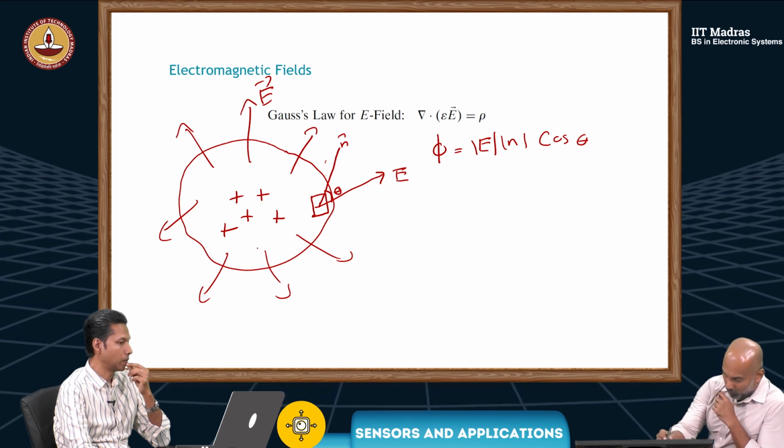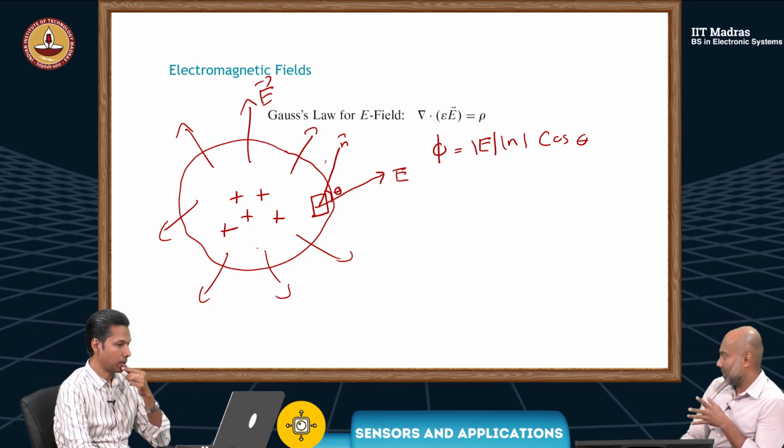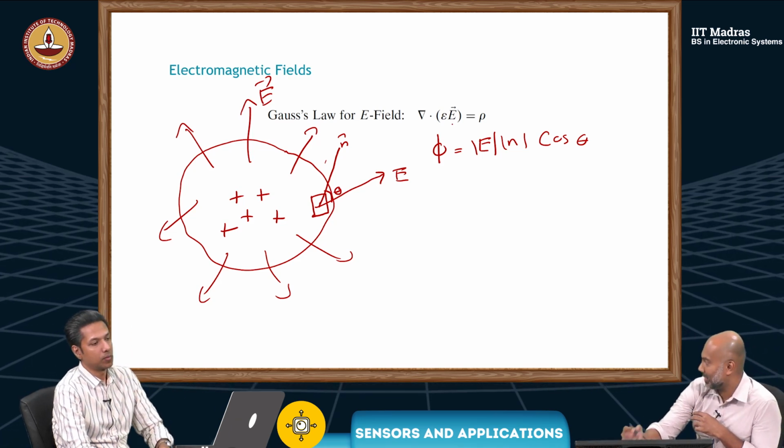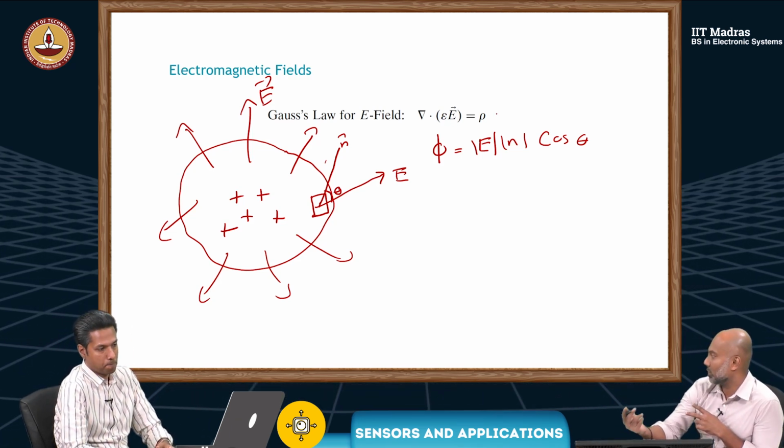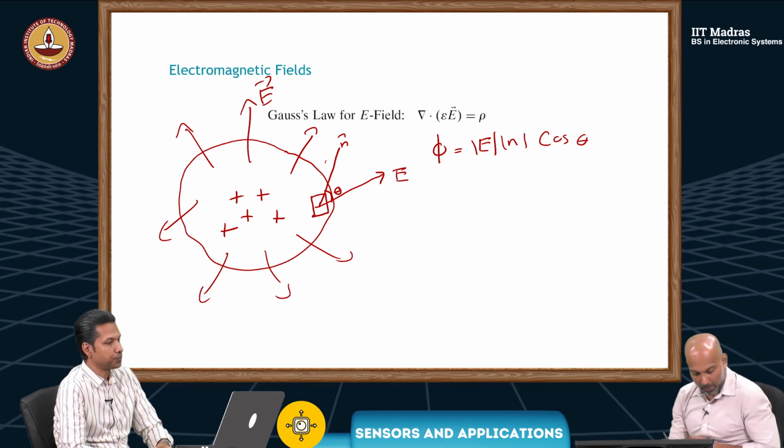The more charge you have, obviously, the more flux you have, which is basically what this is saying. E is proportional to rho.